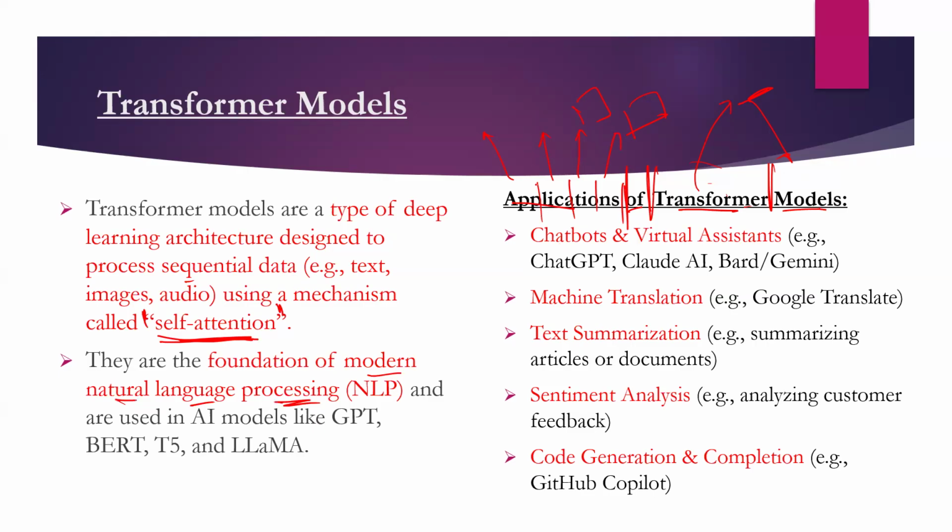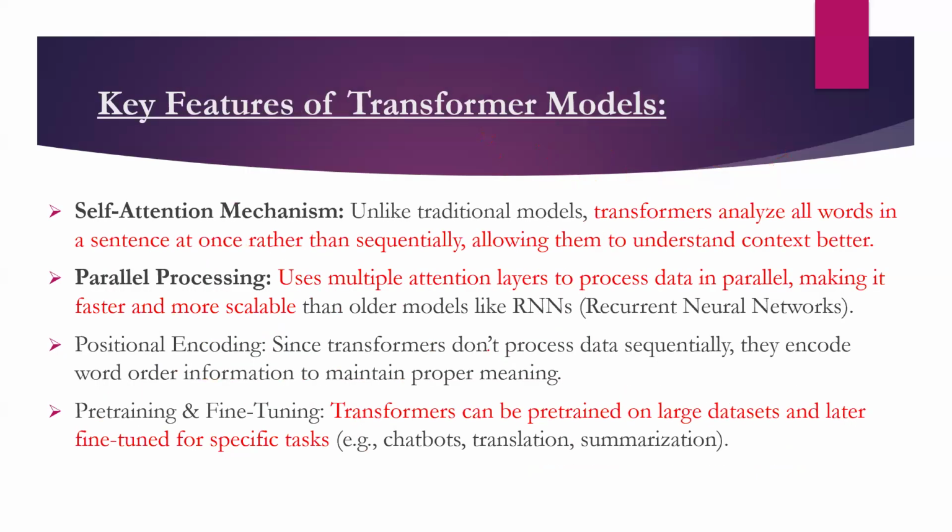So what are the applications? Chatbots, machine translation, text summarization, sentiment analysis, all of these are applications of transformer models. Now, the self-attention mechanism is very, very important. Unlike traditional models, transformer models analyze all words in a sentence at once rather than sequentially, allowing them to understand the context better. So this one is very, very important.